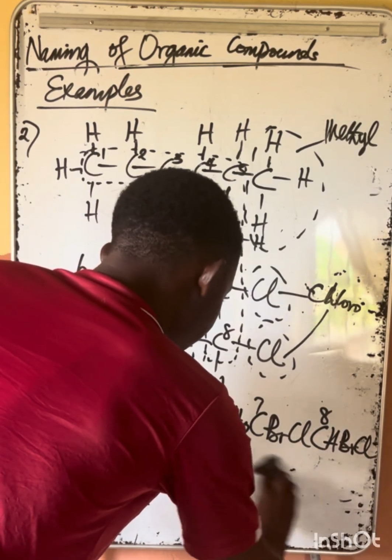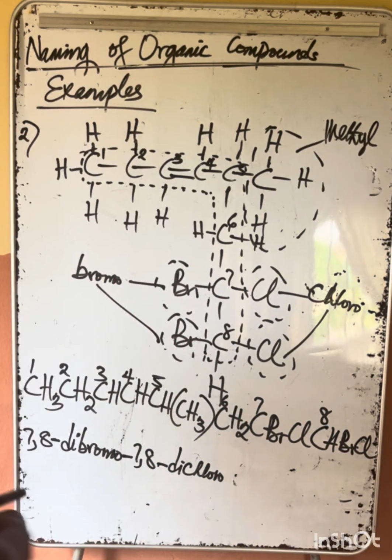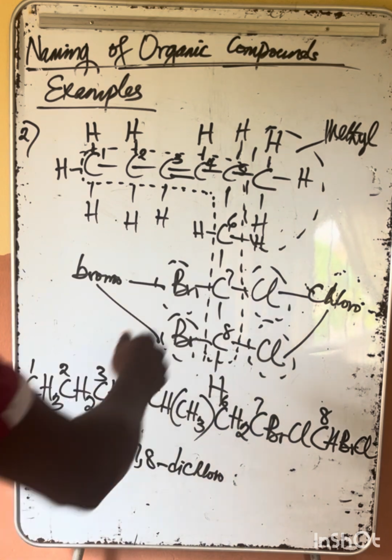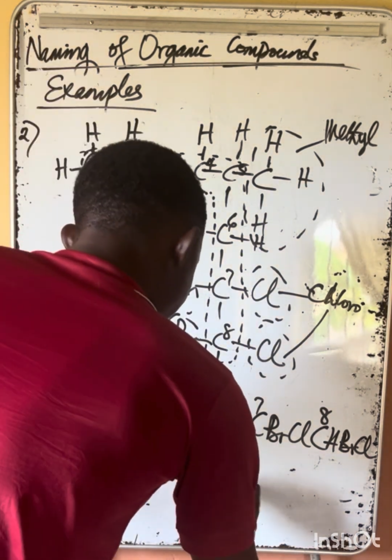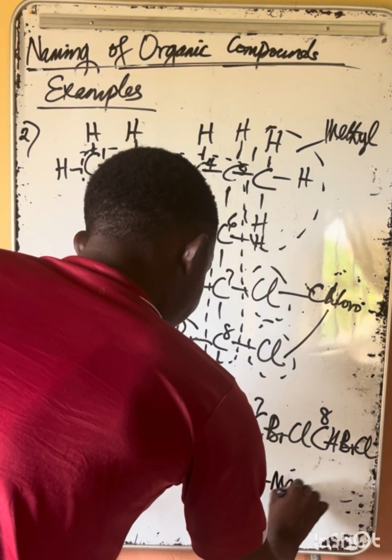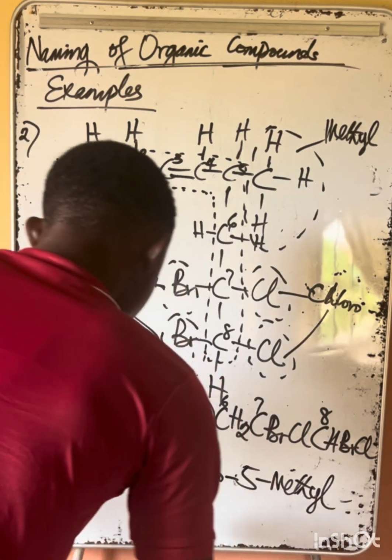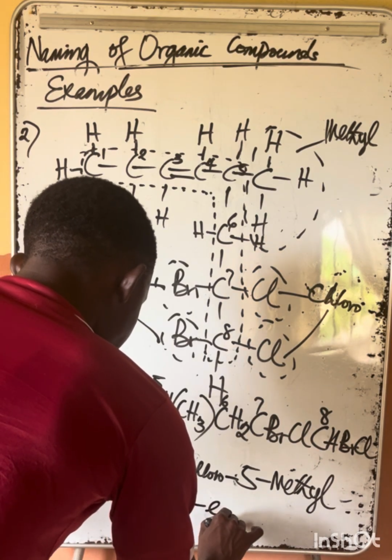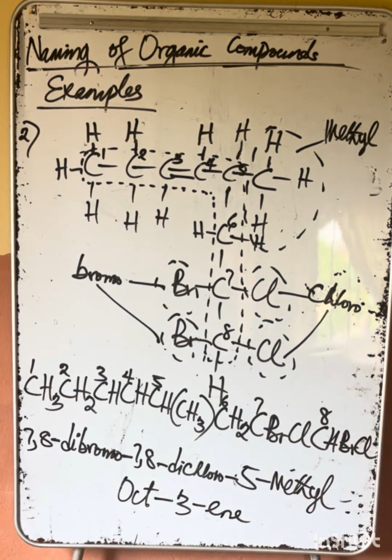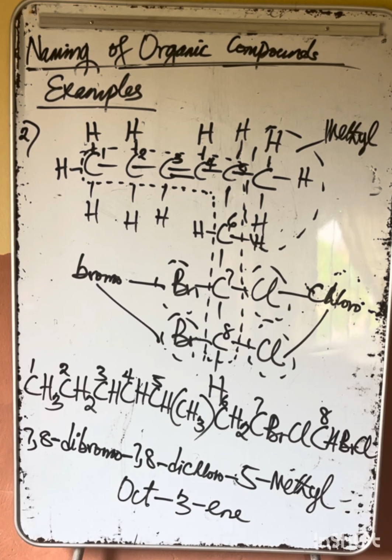I'll rewrite it again. Then the next substituent is methyl, and methyl is on carbon atom what? 5, as we can see. So this is hyphen 5 methyl oct 3-ene. I hope we understand this. I'll leave this a bit for you to see and know why it happened like this.